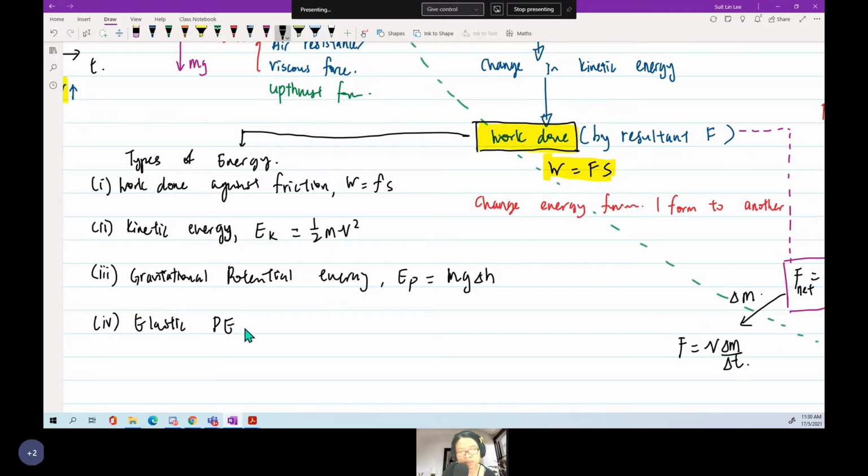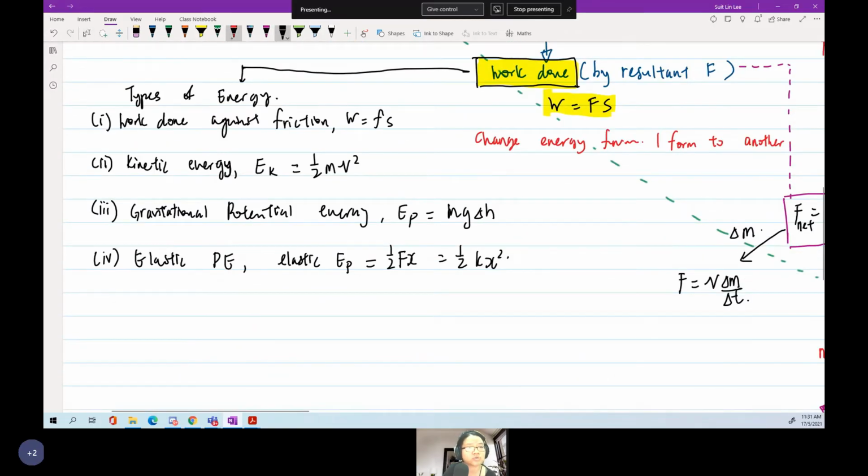So for elastic PE, I also don't know because we use the same. I use EPE and this one I use GPE, but for your syllabus, they tend to use something else. So we can find half fx or half kx square. Just a brief reminder that this ties into chapter 9, your Young modulus, because this is also known as strain energy.